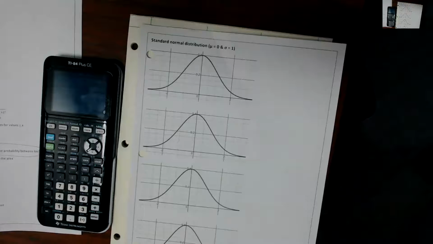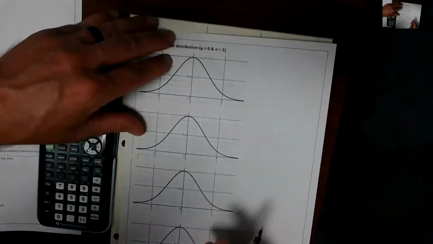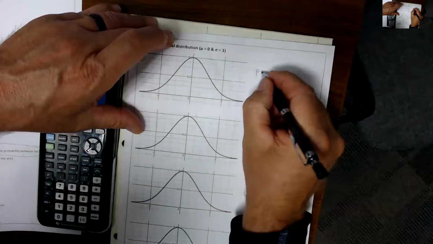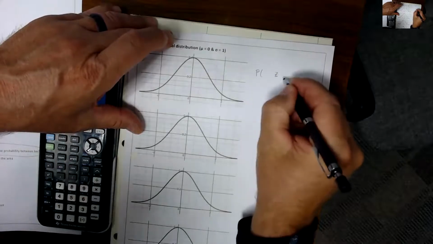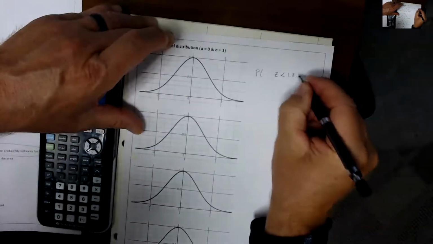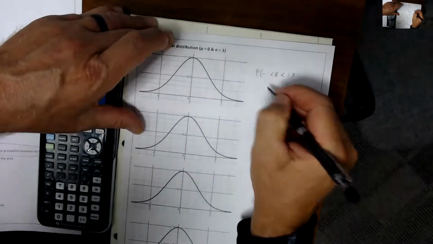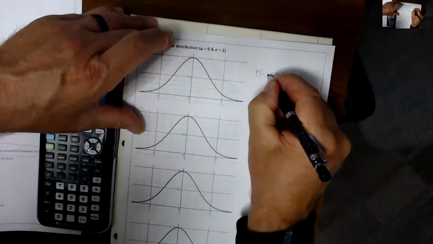So for instance, let's do this. What if I said, what's the probability that you had a z-score that was between 1.8 and negative 0.4?